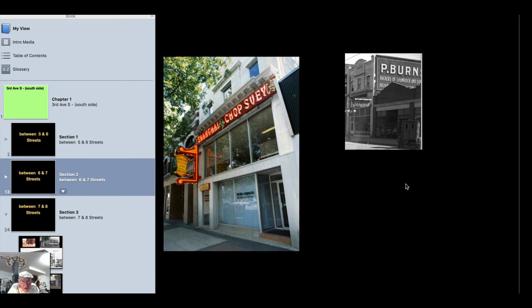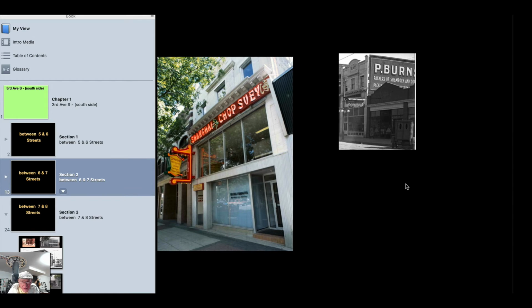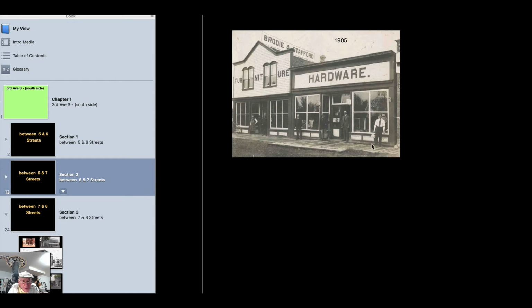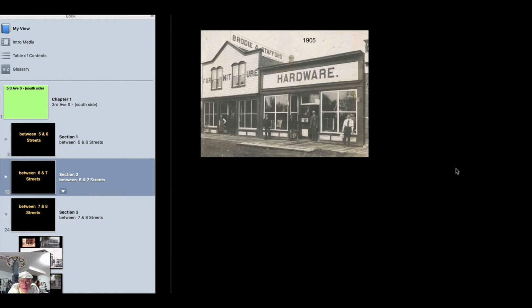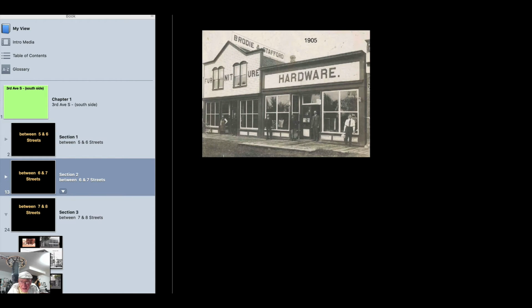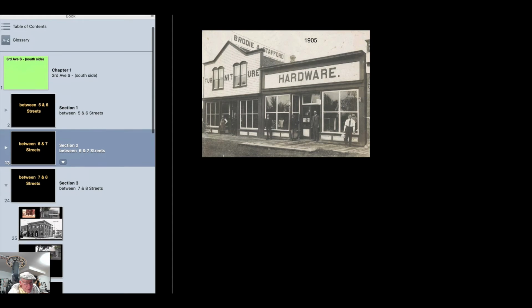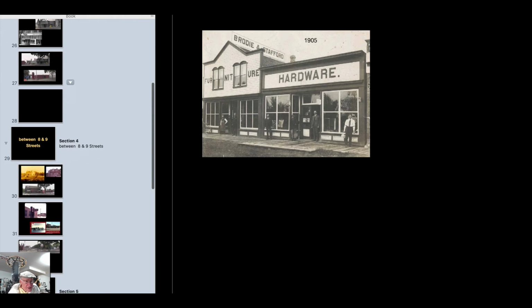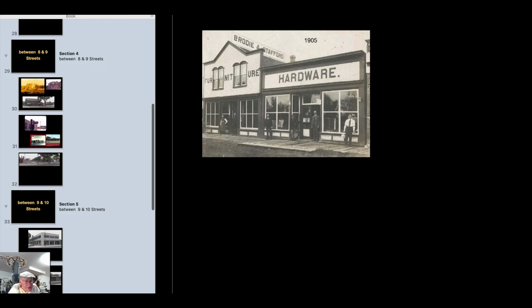Then towards the end of the block, which is closer to 6th Street, you get these very old pictures. Now, this is 1905, and then the end, this is 1903. So this is an area that I don't have much on so far. So this is how the program works. And it's an ongoing project allowing me to learn about the various streets in Lethbridge and how they evolved.